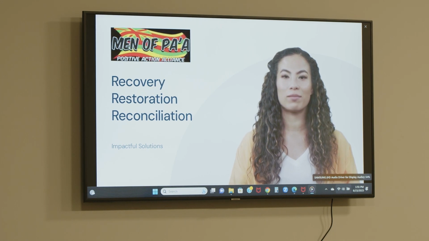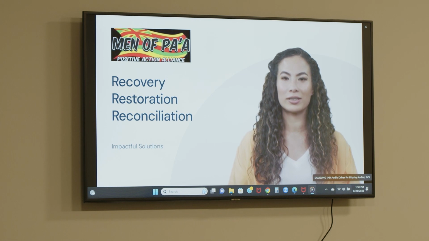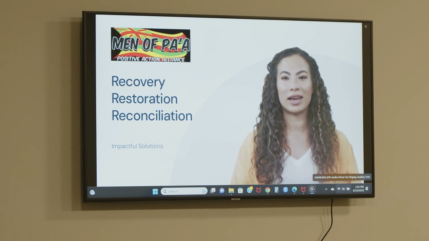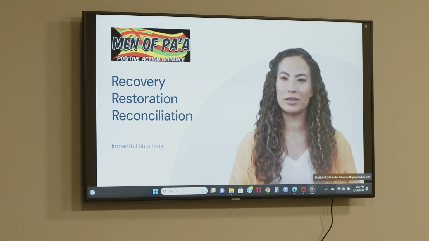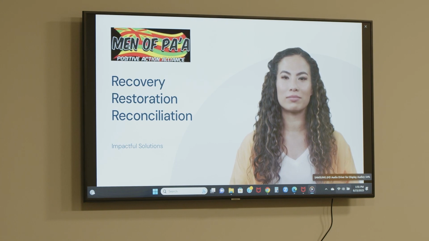Health and well-being. Recognize and address the health disparities faced by Native Hawaiians through culturally competent healthcare initiatives. Traditional healing practices alongside modern medicine. Community health programs focusing on prevalent issues in the Hawaiian community, such as diabetes, hypertension, and mental health.